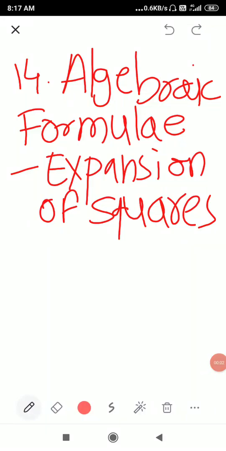Good morning, students. Today we are going to see the 14th chapter, that is algebraic expansion of the squares. So in that activity I have taken in the Zoom. For formulas, some algebraic expressions are there. You can multiply and from that you can obtain the formula.